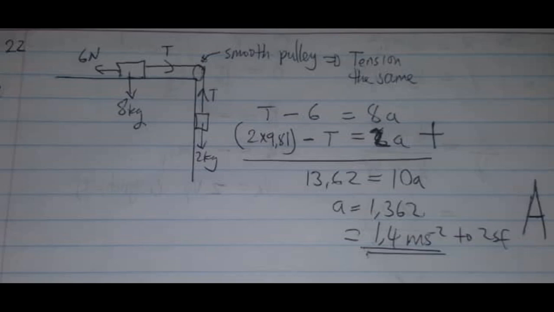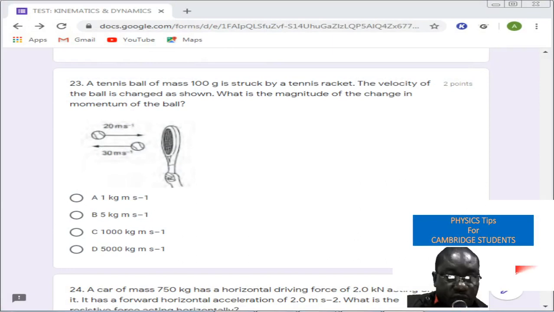All right, moving on to the next question, number 23. A tennis ball of mass 100 grams is struck by a tennis racket. The velocity of the ball is changed as shown. What is the magnitude of the change in the momentum of the ball? So again, this one we need to work it out. So that will be that.